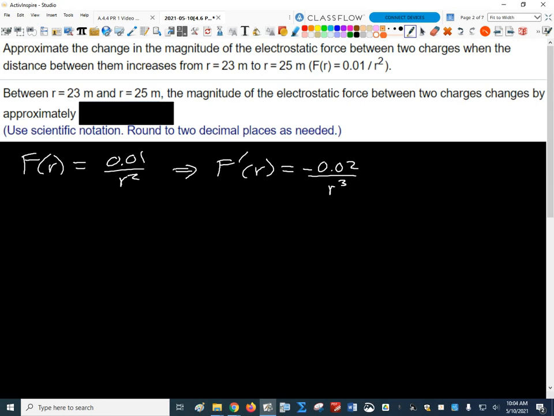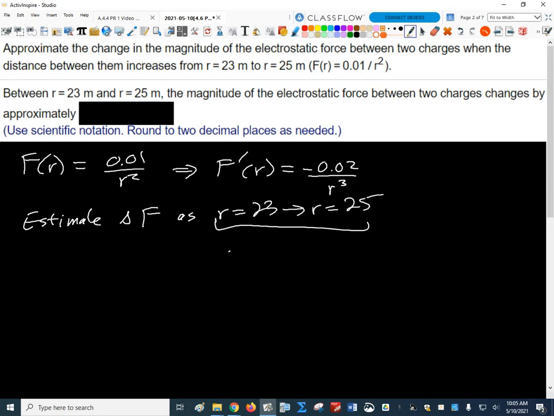So now we'll take advantage of that, and we're going to estimate the change in the force as r goes from 23 to 25. Another way of expressing that would be to say the change in r, which we're going to call dr, is just equal to positive 2, right? r changed by 2 from its initial value of 23.